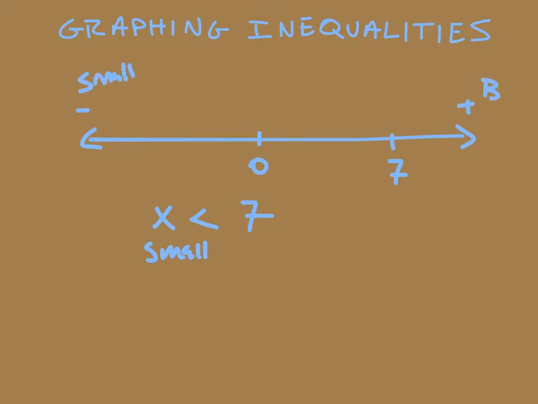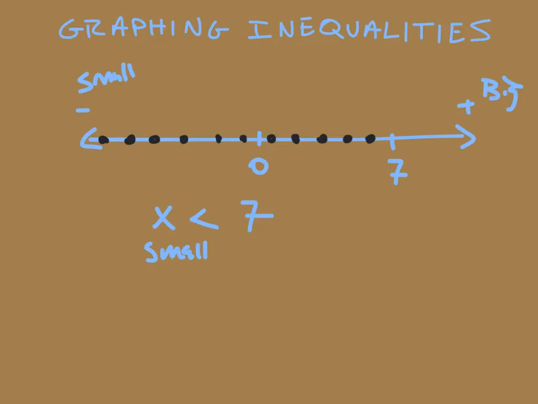Positive is big, and means I'd go to the right. So if I look at 7, if I wanted to graph this and plot points that are going to satisfy this inequality, what I want to do is plot points on this graph at any of these points that would be smaller than 7, okay? So anything that's to the left of 7 is going to be smaller and satisfy this inequality.